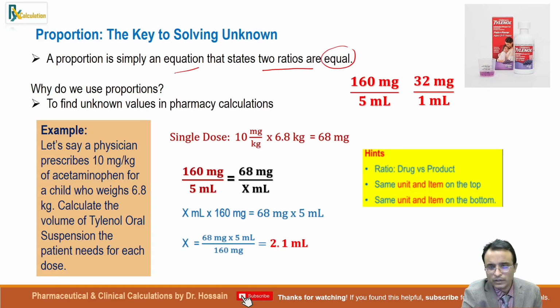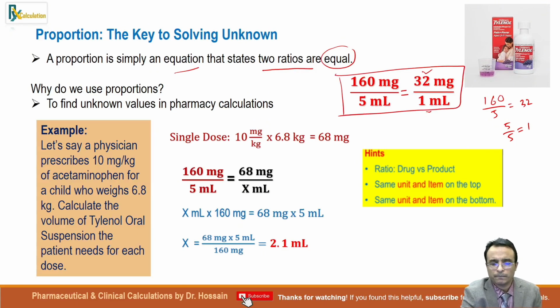For example, if you divide 160 by 5, it is 32, and if you divide 5 by 5, because you need to divide by the same number, it is 1. That means you get 32 over 1 milliliter. So 160 milligram over 5 milliliter is equal to 32 milligram over 1 milliliter. That means we can use these two ratios to set up a proportion equation.